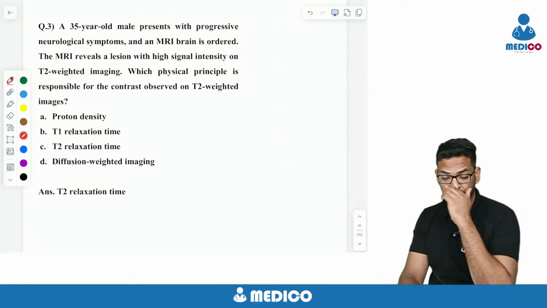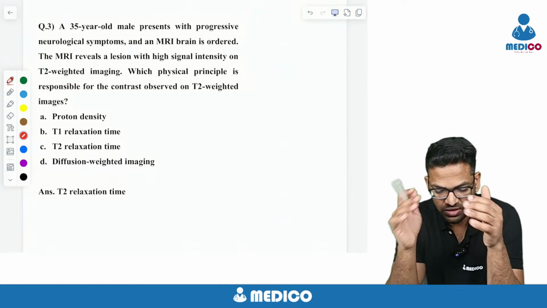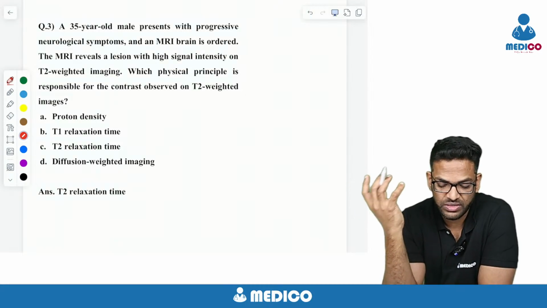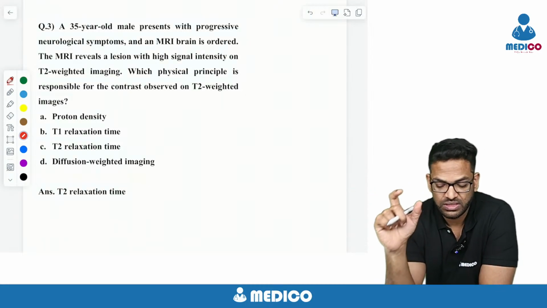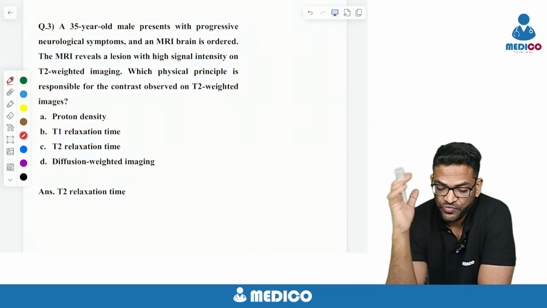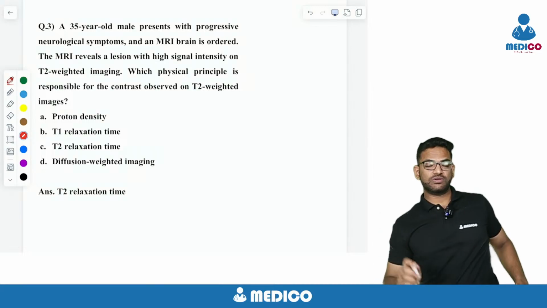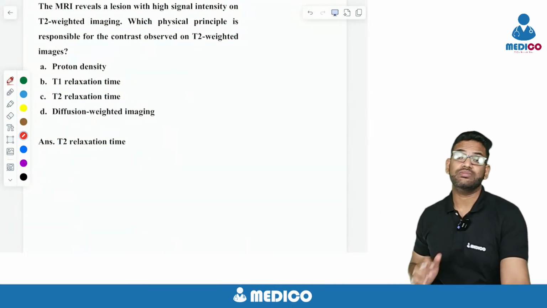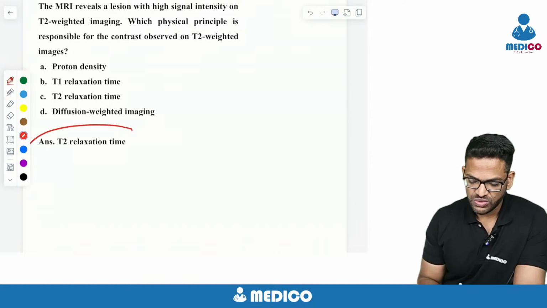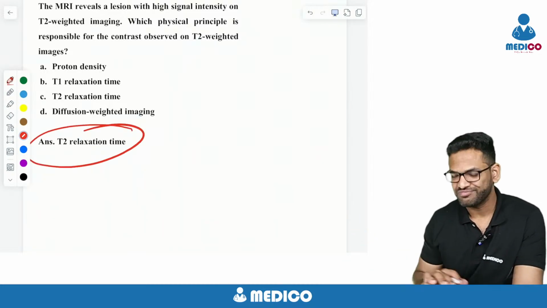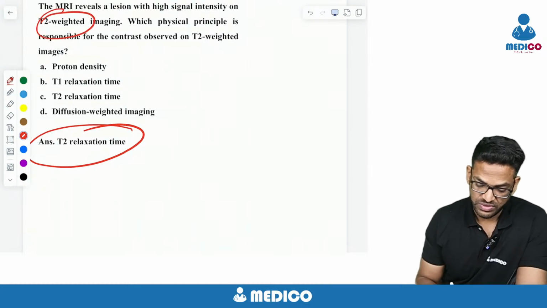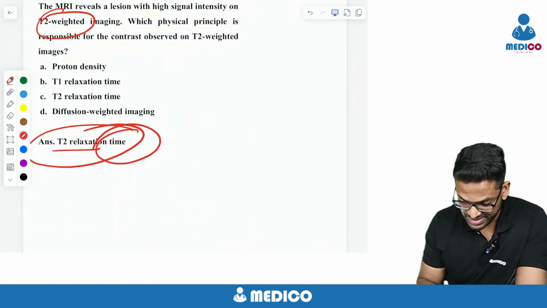Next question. Question 3: a 35-year-old male presents with progressive neurological symptoms and an MRI brain is ordered. The MRI reveals a lesion with high signal intensity on T2-weighted imaging. Which physical principle is responsible for the contrast observed on T2-weighted images? You know this already. We explained. It's T2 relaxation time. Since they asked about T2-weighted, we talk about T2 relaxation time.